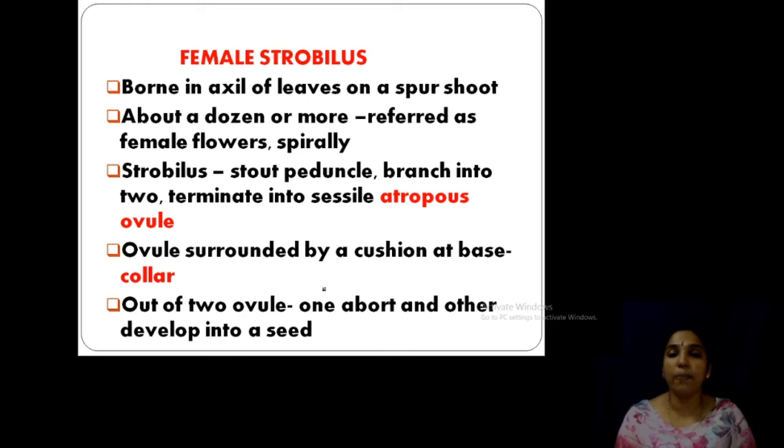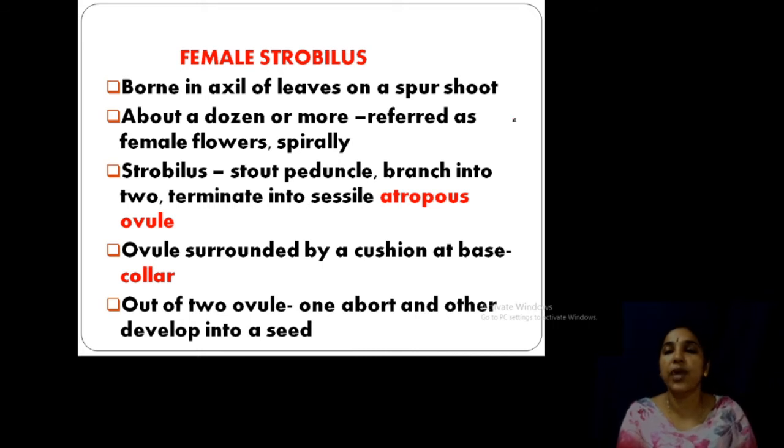Ovules can be atropous, orthotropous, anatropous, different types. Here it is atropous, without micropyle or chalaza or anything like that. There is a stout peduncle, a stalk that terminates into two sessile ovules at the terminal portion. Ovules are surrounded by a base called the collar, and from the two ovules one aborts and only one develops into a seed.